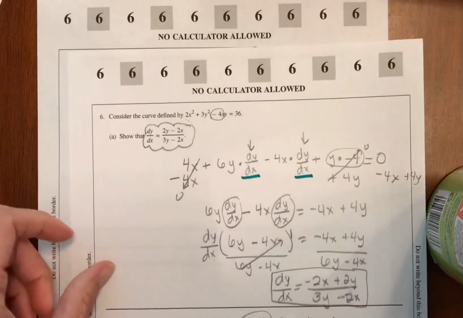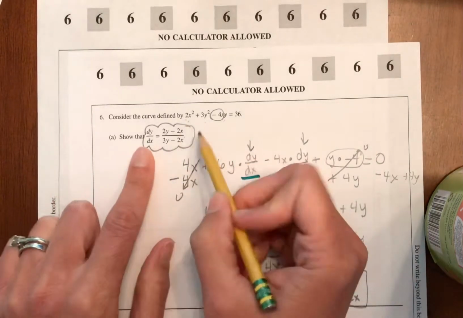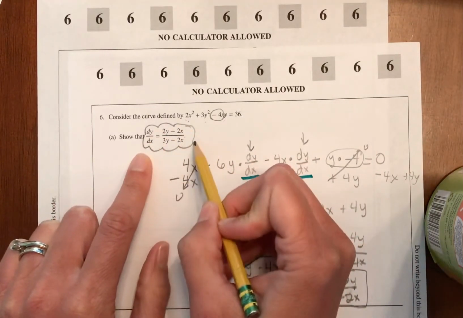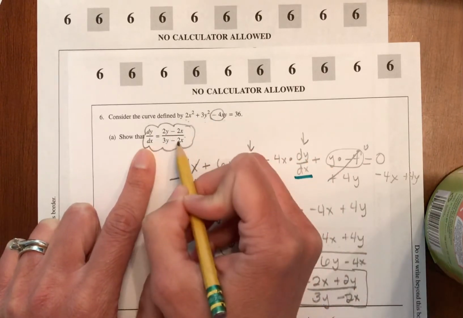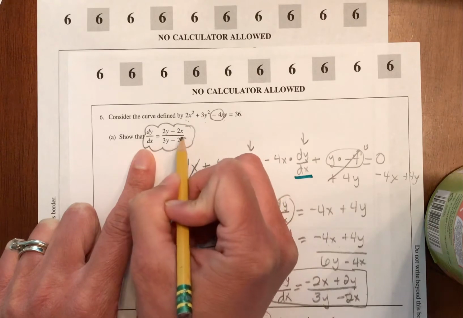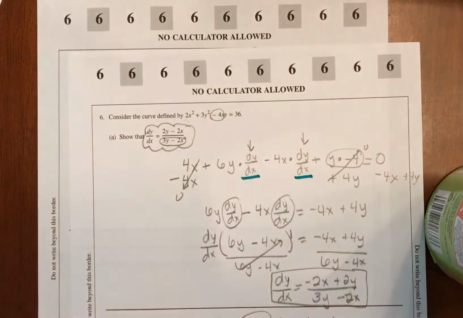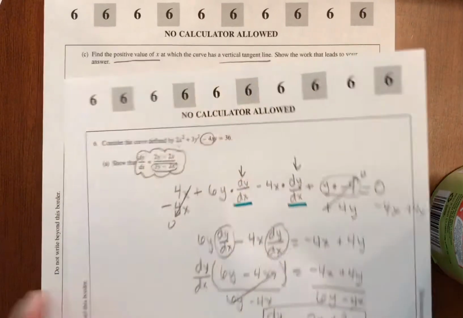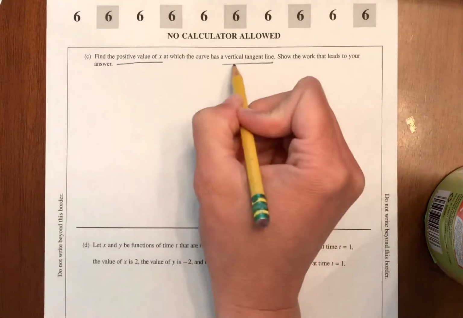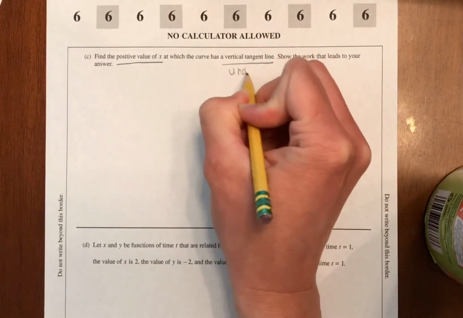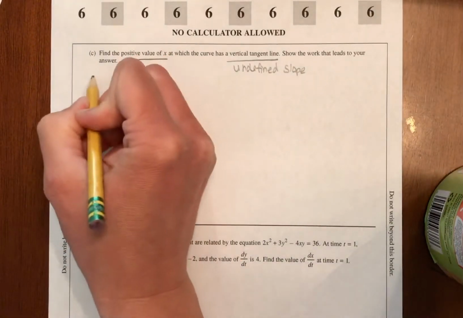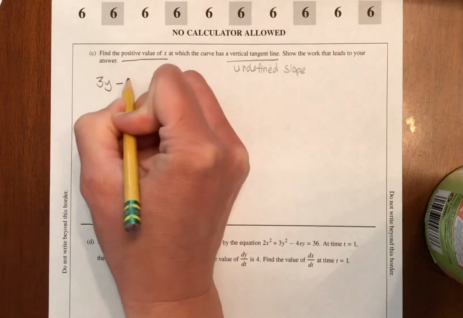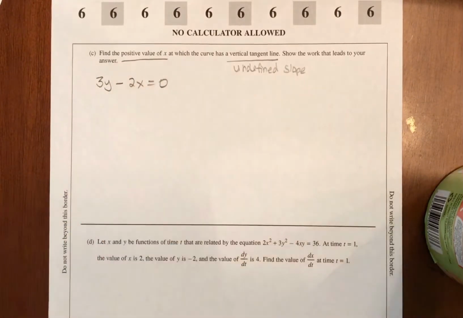So in the video at the beginning of the week, I reminded you to think about what would make this derivative undefined. In a rational expression, this will be undefined, which would give me a vertical slope, if the denominator is equal to 0, because I cannot divide by 0. So I'm going to remember that a vertical tangent line means undefined slope, and that I get undefined slope when I divide by 0. So that would mean when 3y minus 2x is equal to 0.